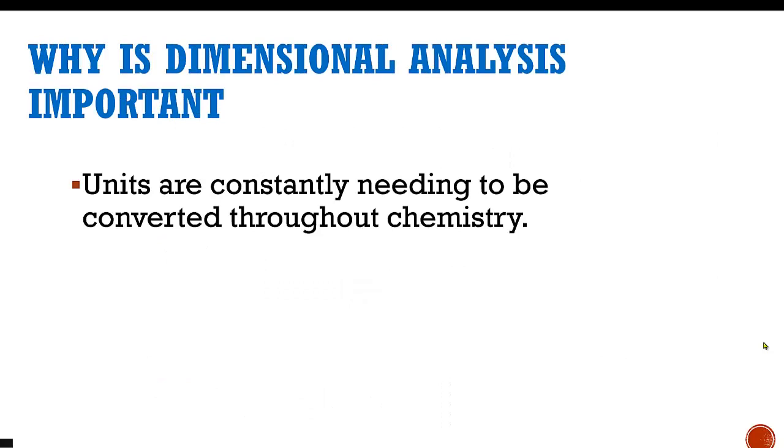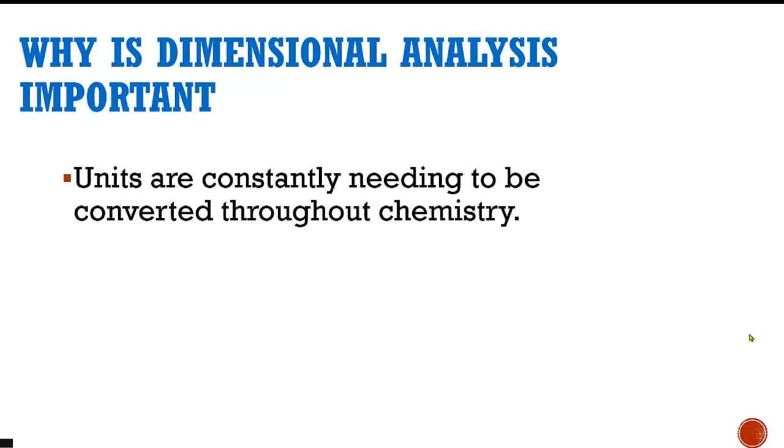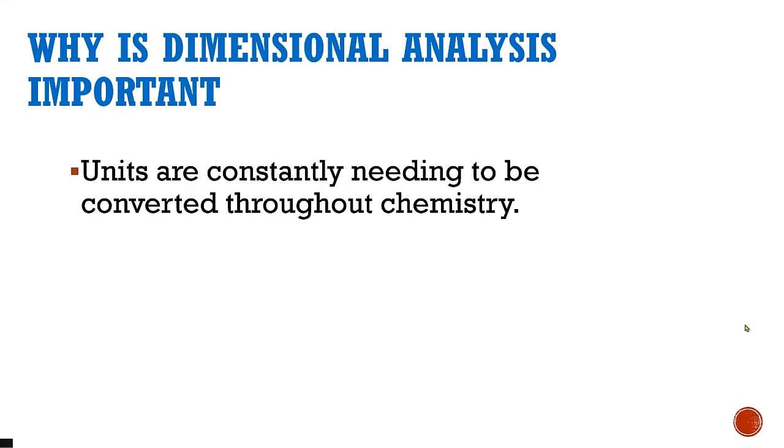Okay, dimensional analysis is important because units constantly need to be converted in chemistry. Maybe I tell you I have 6 gold atoms. Well, that doesn't really do us any good, right? If I want to measure out, I use grams. Am I going to be able to measure the weight of 6 gold atoms here in class? No, but maybe if I had 6.02 times 10 to the 23rd gold atoms, which is called a mole, I can measure that out. That would be a much better unit to use.